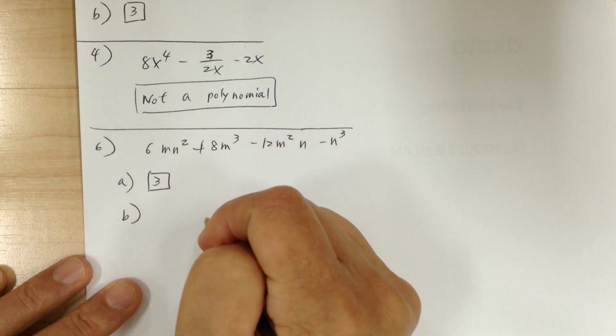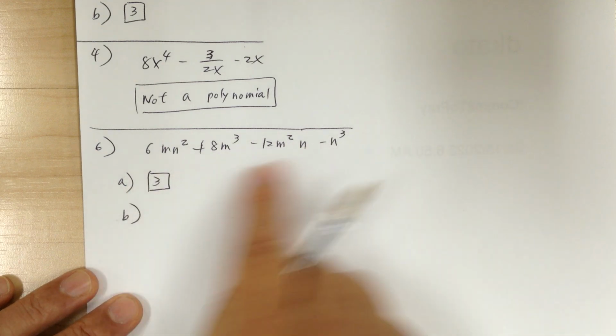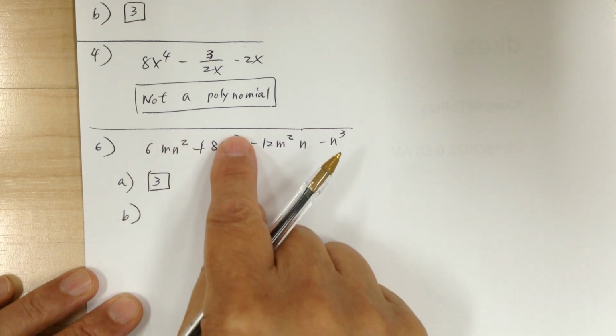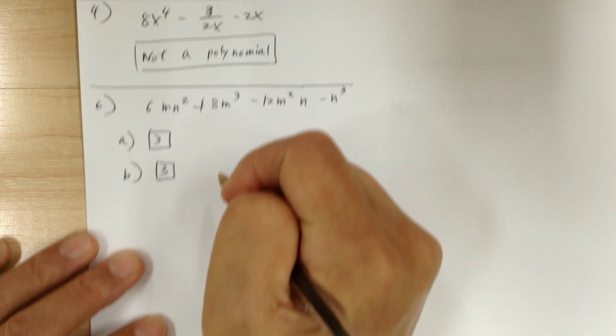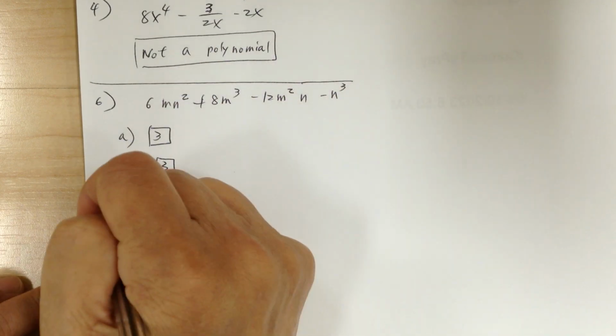Okay? And for the entire polynomial, this is 3, this is 3, this is 3, this is 3. So the highest one is 3. Okay, again, for the whole polynomial, you have to look for the highest one.